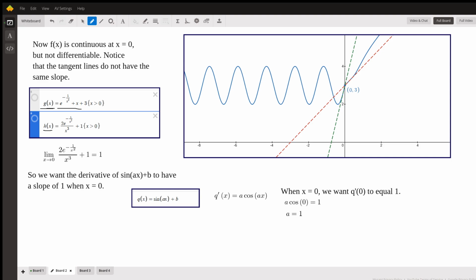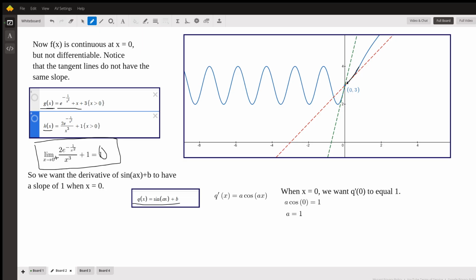And as we take the limit as x approaches 0, actually from the right, we get 1. Well, we'll talk about how you arrive at that answer on a subsequent board. But assume for now we know that as points on this graph approach 0 for the x coordinate, the slope of the tangent line approaches 1. So we want this q of x, the sine of ax plus b, to have a derivative that equals 1 when x is 0.